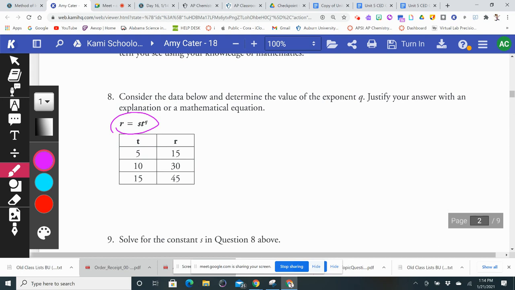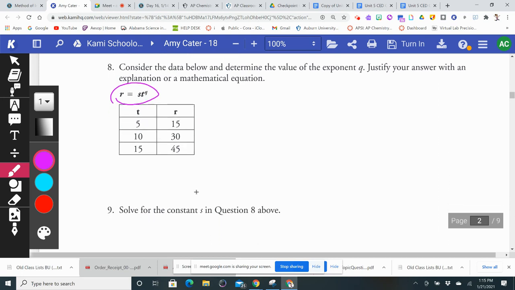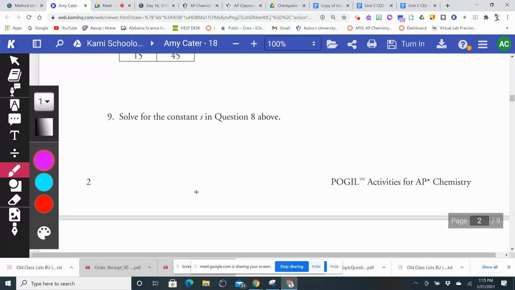What is it supposed to be? I don't have a key right now, so I don't know. That's the beauty of justify your answer. If you can tell me mathematically why your answer is correct, then it doesn't say anything else. Okay, so based on what you got on number 8, answer number 9.